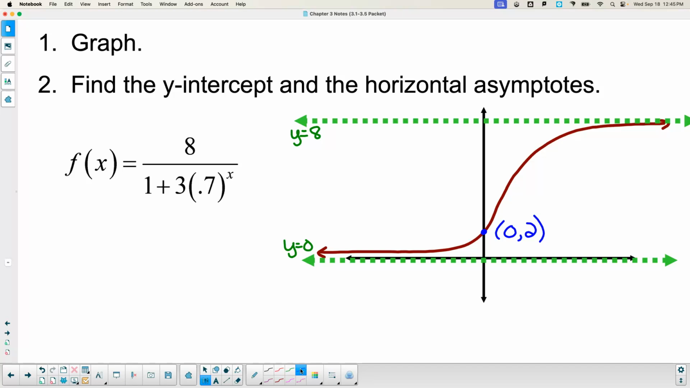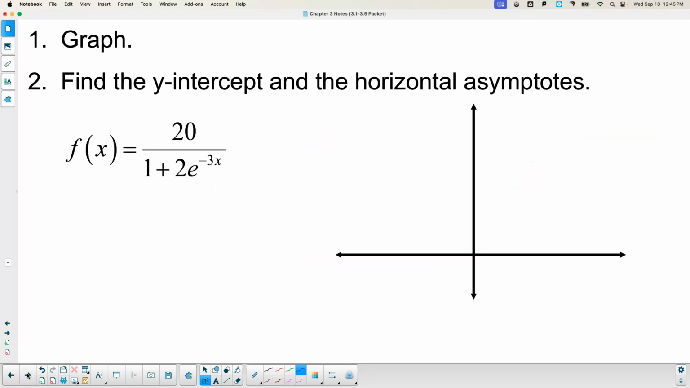Okay? So, with that being said, what I would like you to do now is do the same on this one. So I want you to graph it, and then find me the y-intercept. Logistic growth or logistic decay? Growth, because the exponential part, I should say, is a decay, right? So it's logistic growth. So start with it.